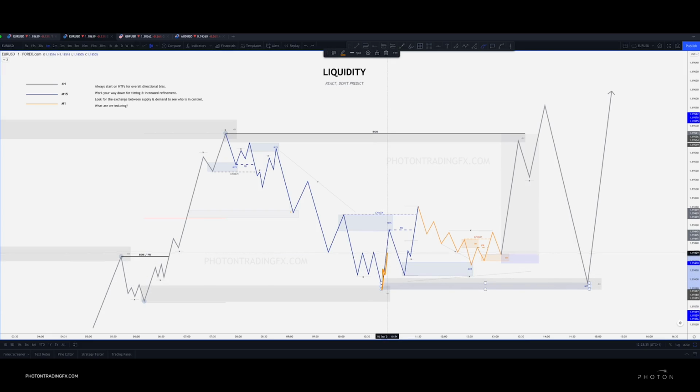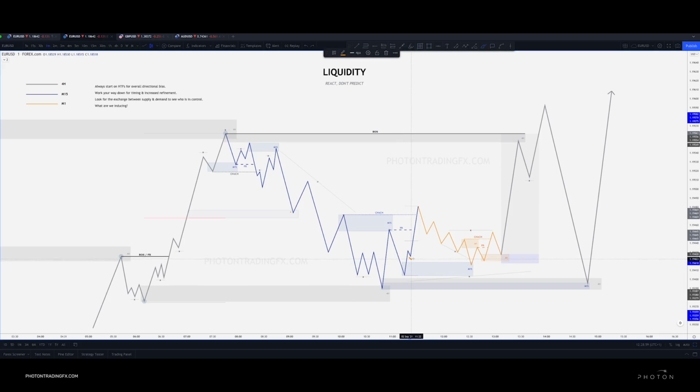But eventually, there's going to be that overwhelming imbalance between supply and demand, where demand now is starting to take control. As we start to break these minor breaks of structure to the upside, we tap into demand, we pull back. The supply fails to do its job, because it fails to take out the low. Demand then steps in again. It causes the reaction to fail, and then eventually we get the change of character, creating our flip zone.